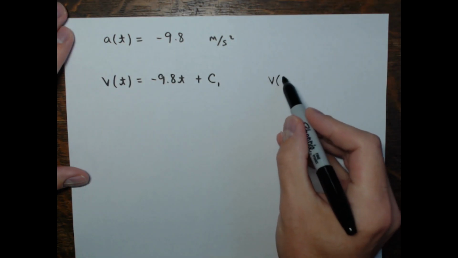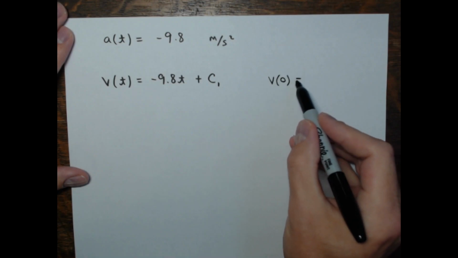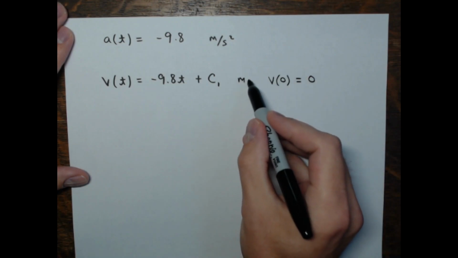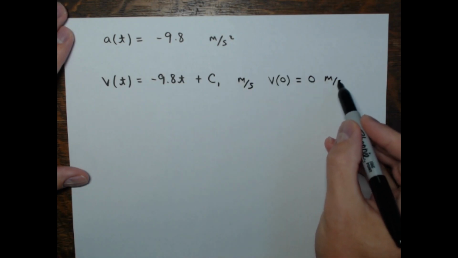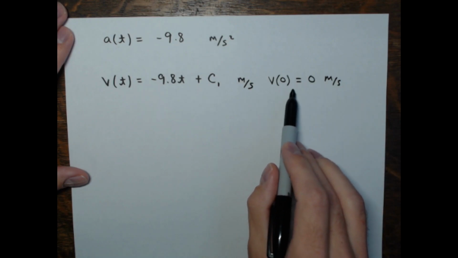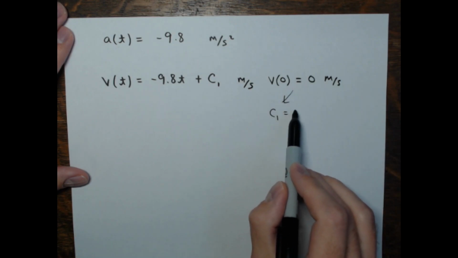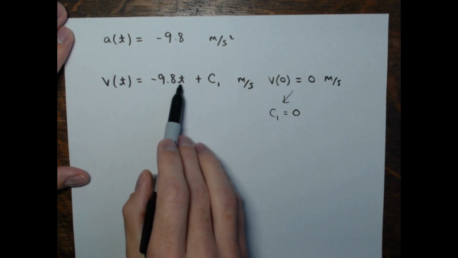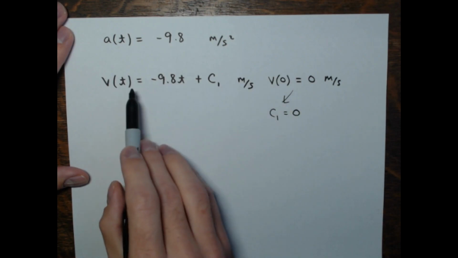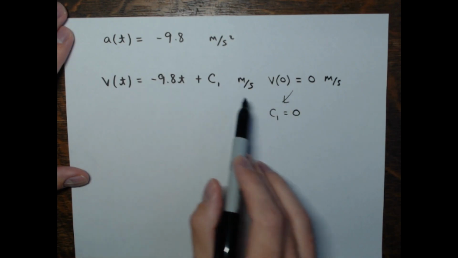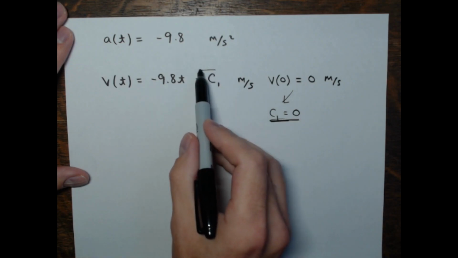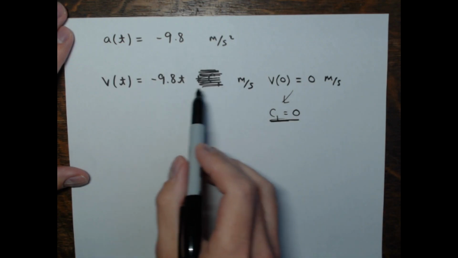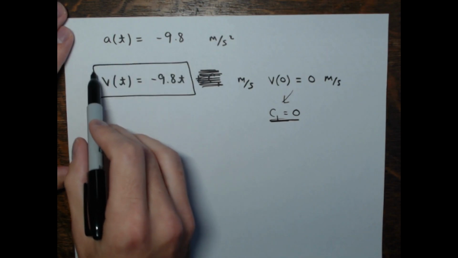But they tell us the initial velocity, right? So v at 0 is 0, and this will be in meters per second for velocity. And this means that c1 is 0, right? If I replace t with 0, you'd have 0 plus c1 on the left and 0 on the right for the velocity. So c1 is 0, so I don't need the c1 here. So there's my velocity function.